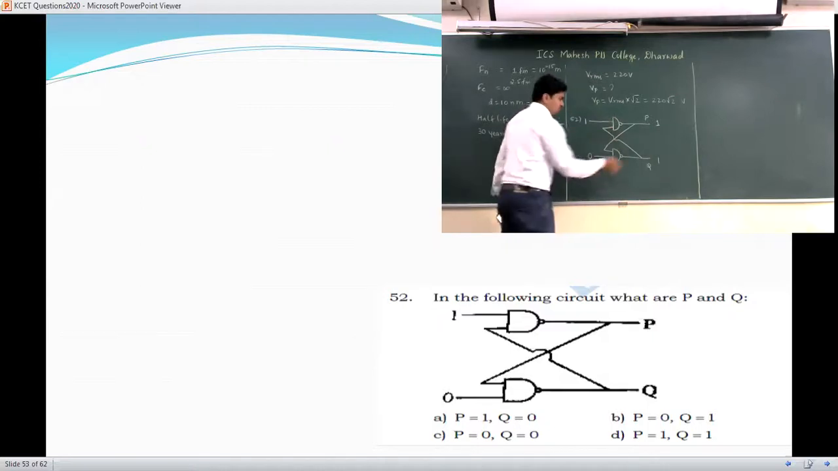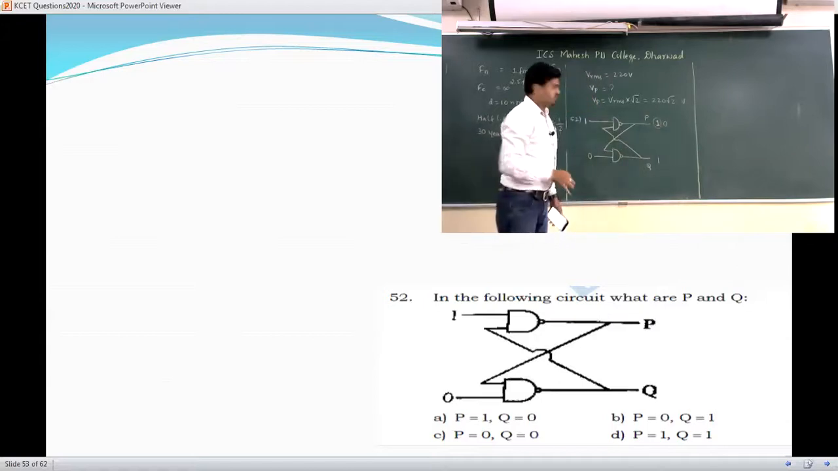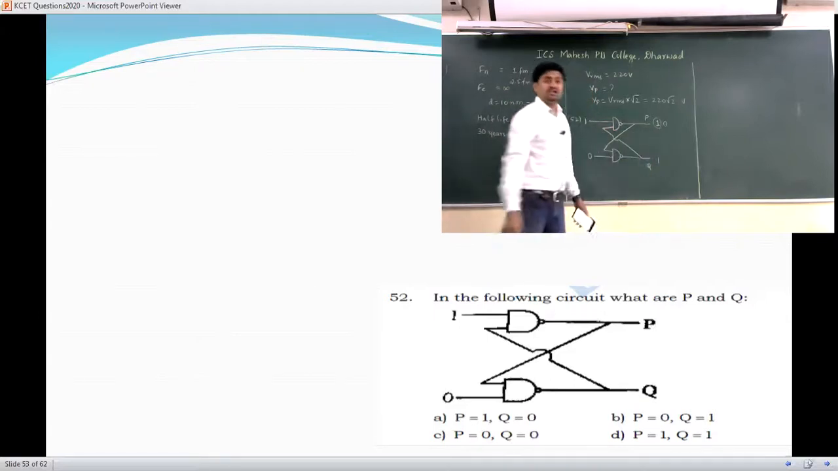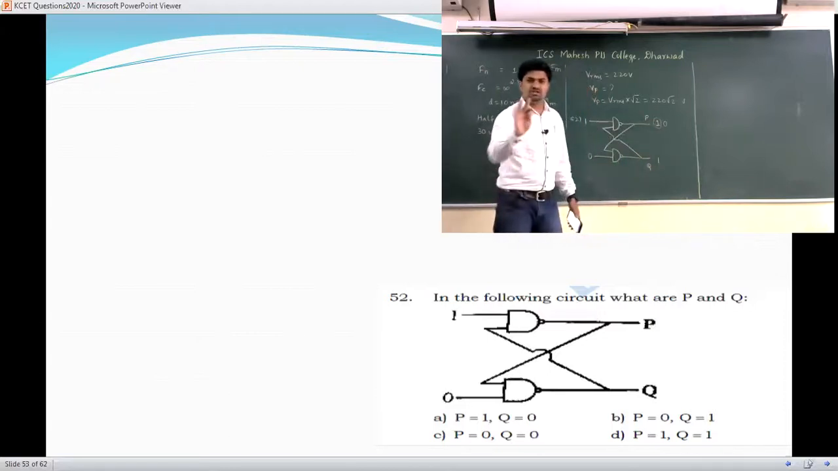Now give that 1 to this gate, then the inputs are 1 1. As the inputs are 1 1, the output should be 0. But the value you have taken is 1, so it is not suitable. That's why you can't take these inputs. You can't take the values of P and Q as 1 and 1. Just leave that.